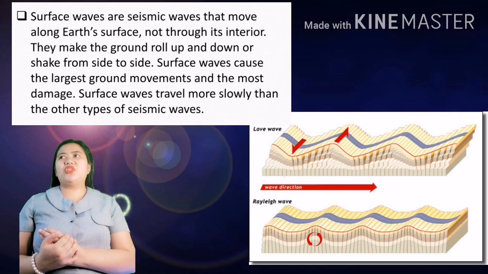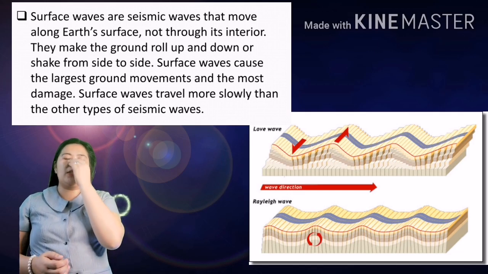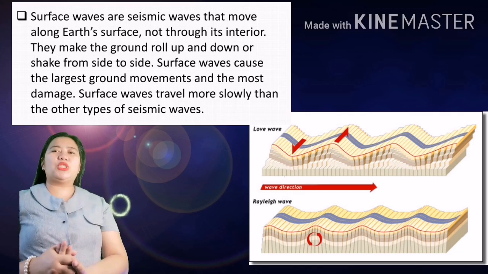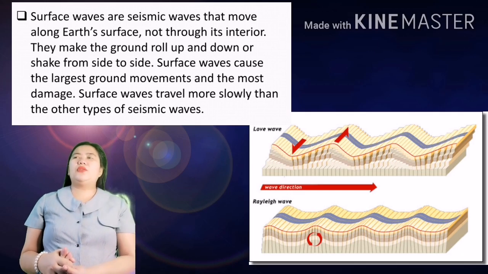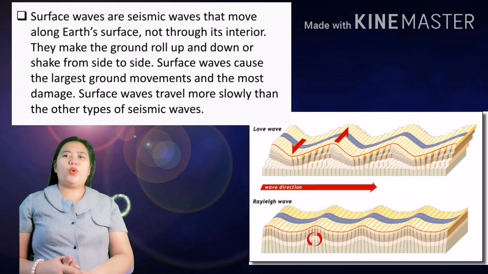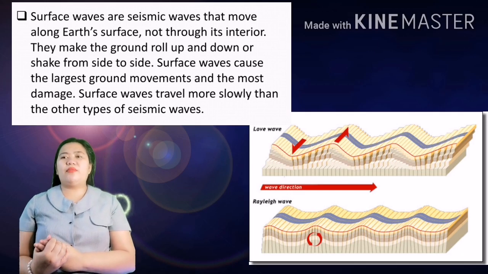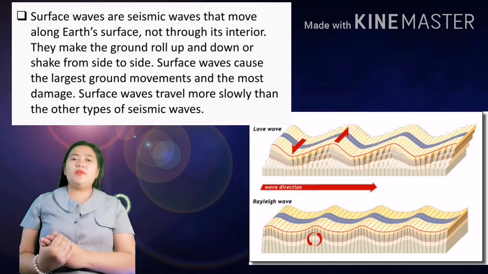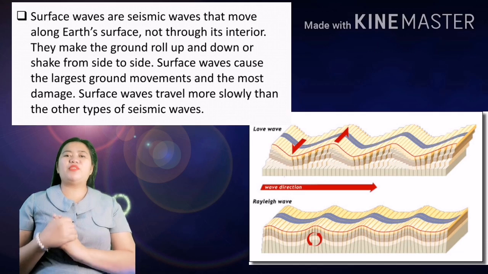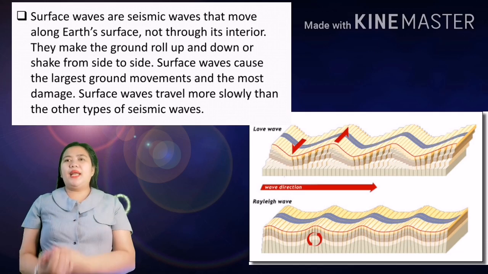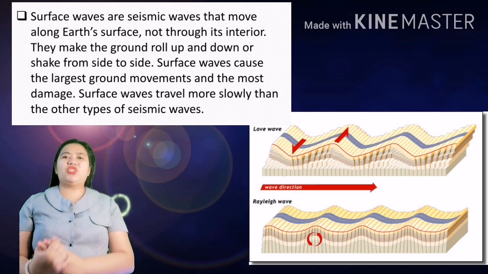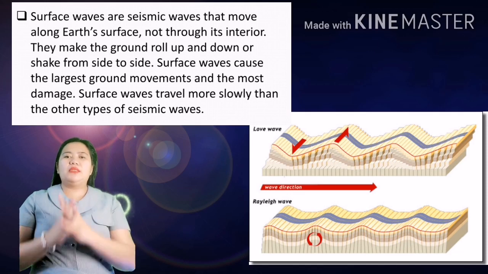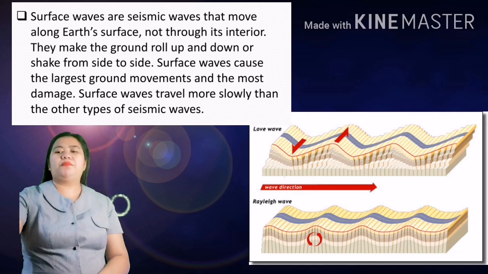So most of the damage to infrastructure, likewise some casualties, is actually brought by surface waves. Although surface waves travel more slowly than other types of seismic waves, this type of seismic wave brings much more damage than any other type of seismic waves.